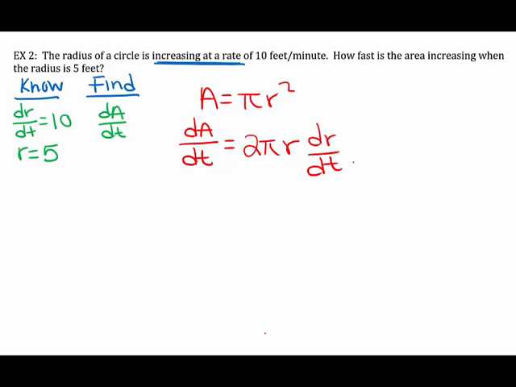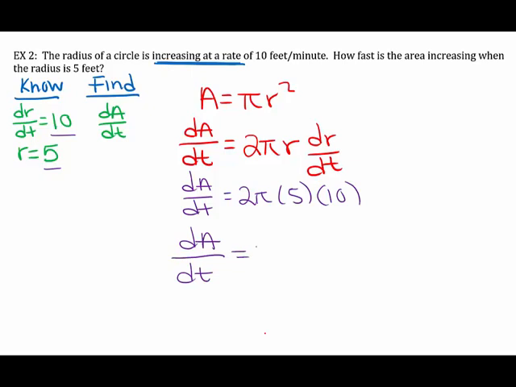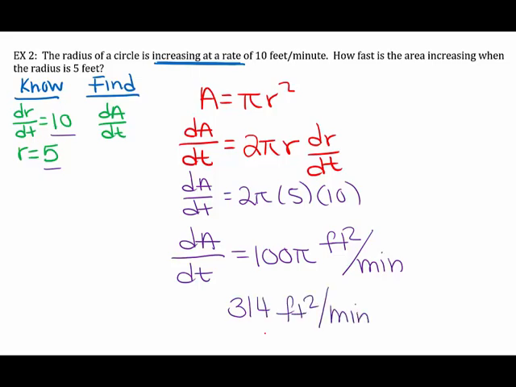After I take the derivative, I'm going to plug in the numbers that were given to me in the problem. So dA/dt equals 2 times pi times 5 times 10. That would be 100 pi, and this would be square feet. We're talking about area per minute. Or if you want to put this into a calculator, you could round it to 314 square feet per minute.